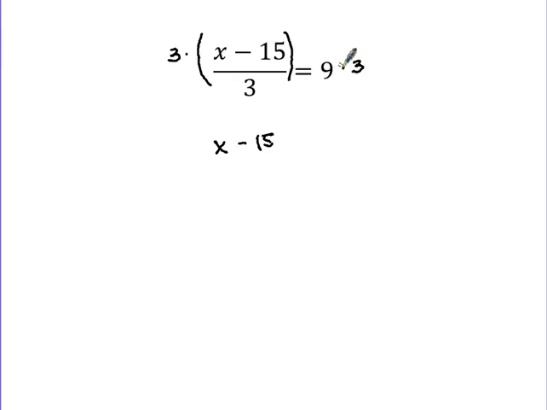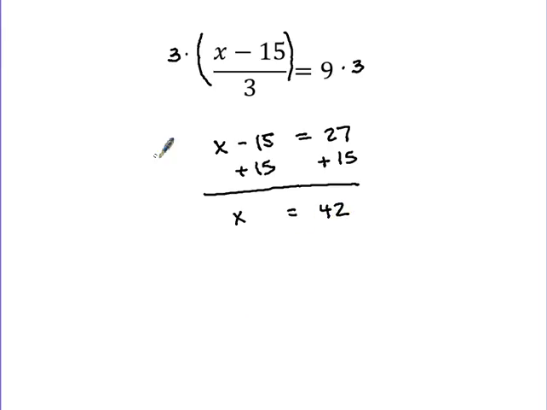So 9 times 3 gives me a 27. Now it's a simple one-step equation. Just add 15 to get rid of that negative 15. But remember, you have to do that on both sides of the equation. I'm left with x on the left side. 27 plus 15 gives me 42 on the right side.